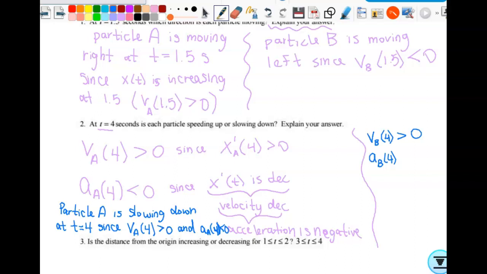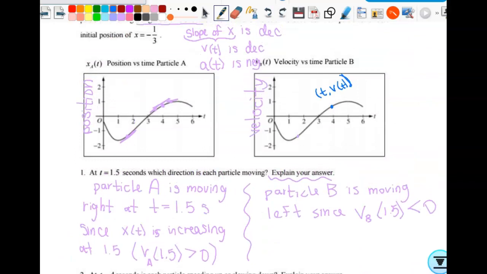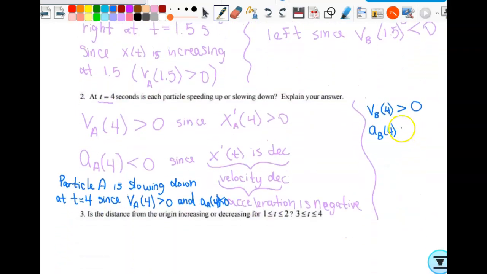All right, now, acceleration is the rate of change of velocity, right? It describes how velocity is changing. So if velocity is increasing, its rate of change is positive. If velocity is decreasing, then its rate of change, acceleration, would be negative. So we can look at slope. Velocity is increasing at time 4, so its rate of change, the slope at that point, is positive.